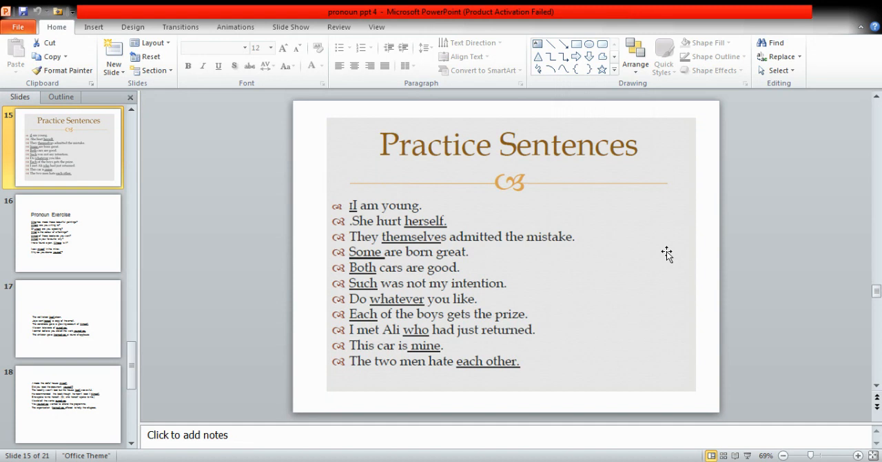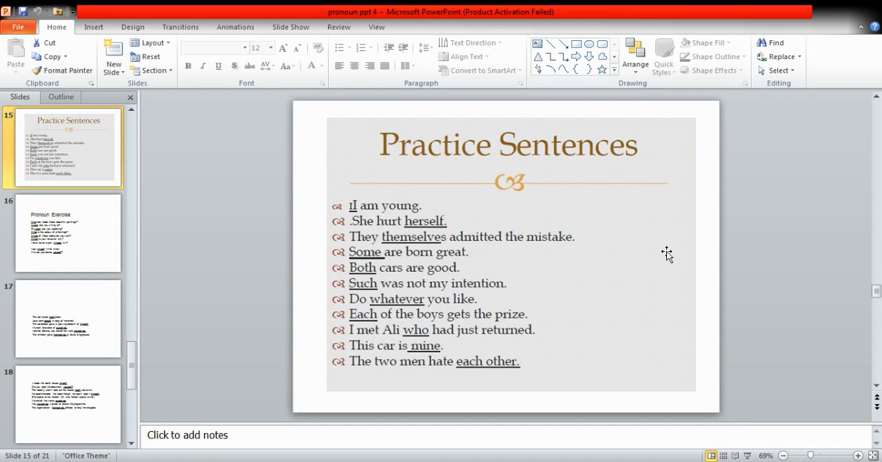Some are born great. Some is acting as an indefinite pronoun. Both cars are good. Both is following a noun, which is cars over here. So both is acting as an indefinite adjective over here. Such was not my intention. Such is acting as an indefinite pronoun over here. Do whatever you like. Whatever is a compound relative pronoun because it is a compound expression and it is acting as a conjunction over here.